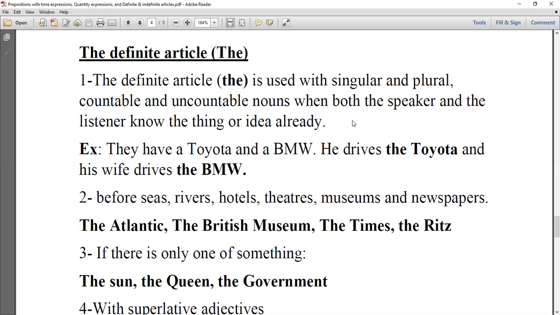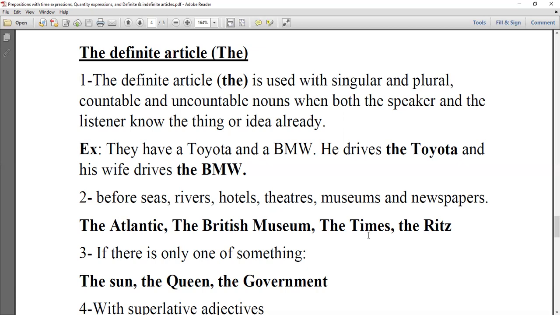Okay? Let's see the example. They have a Toyota and a BMW. هنا a Toyota. And here we have a BMW. So in the next mention, he drives the Toyota and his wife drives the BMW. Okay. Also we use the definite article the before seas نستخدمها قبل البحار. Rivers الأنهار. Hotels الفنادق. Theaters المسارح. Museums المتاحف. and the newspapers اللي هي الصحف. The Atlantic, the British Museum, the Times.